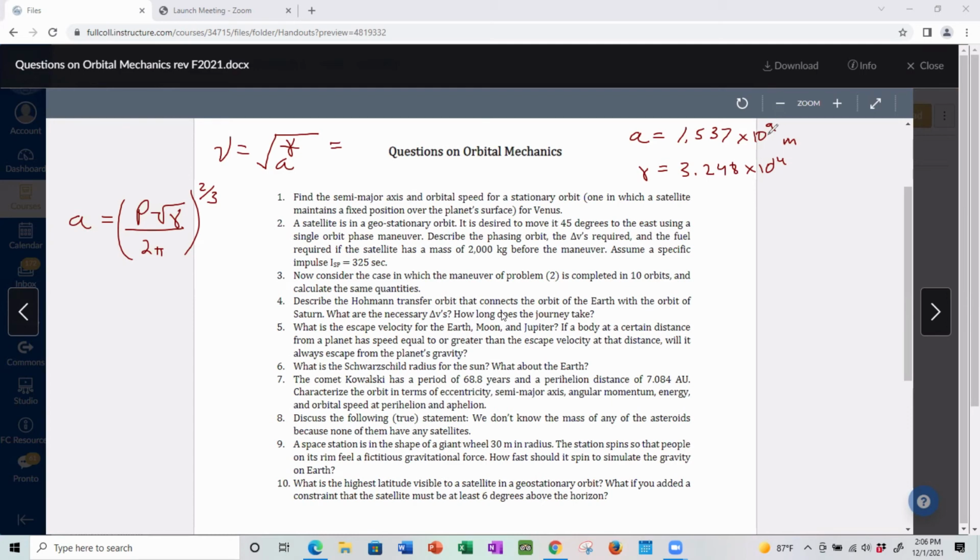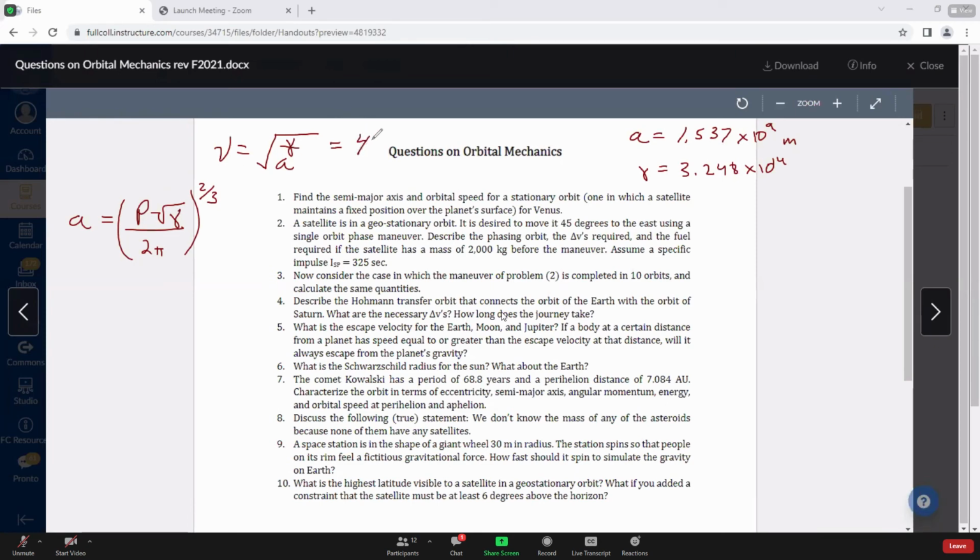Oh, I didn't put everything under the square root. That was my mistake. I was only putting gamma under that. And then the square root. Okay, I got 460 meters per second. Yes. There you go.